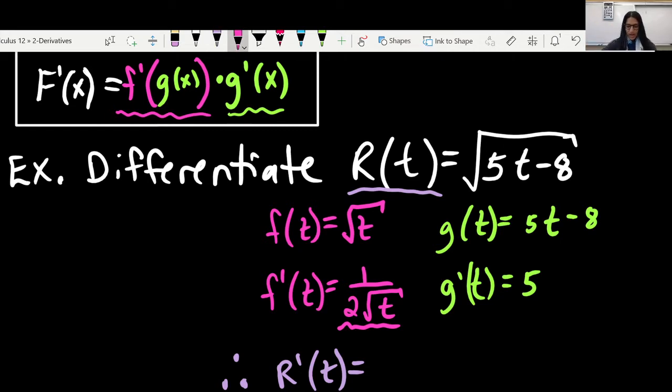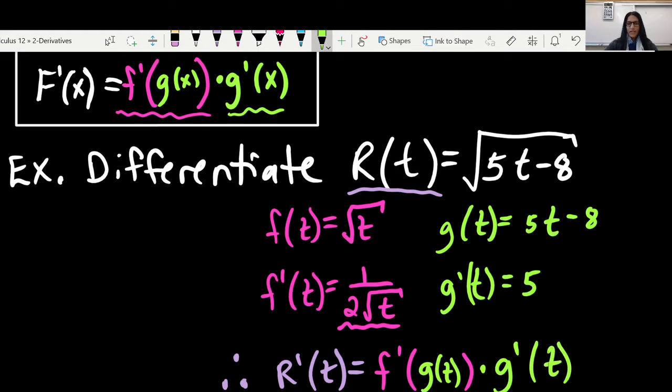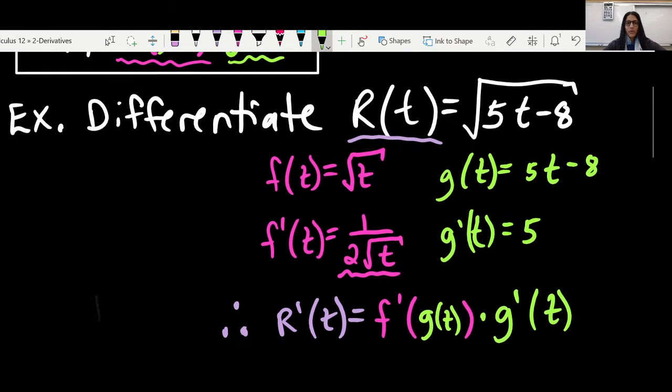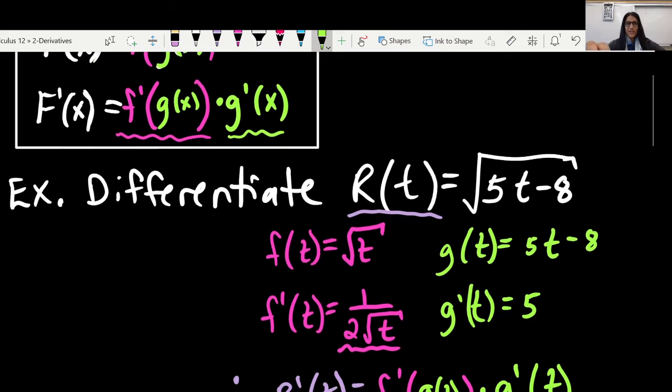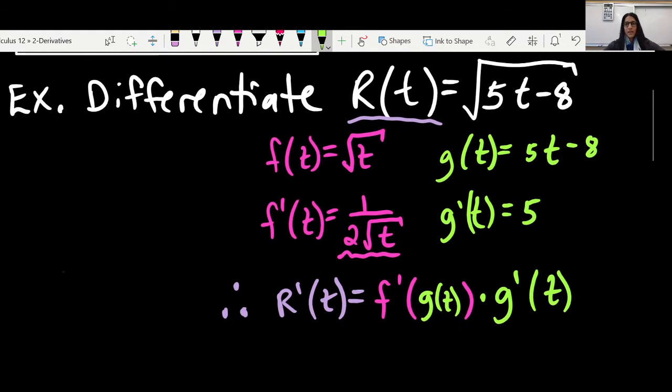And then, just to make it super clear, we'd have f prime of g of t times g prime of t. So that's our general way that we would write it. So that's just me applying this formula up here.